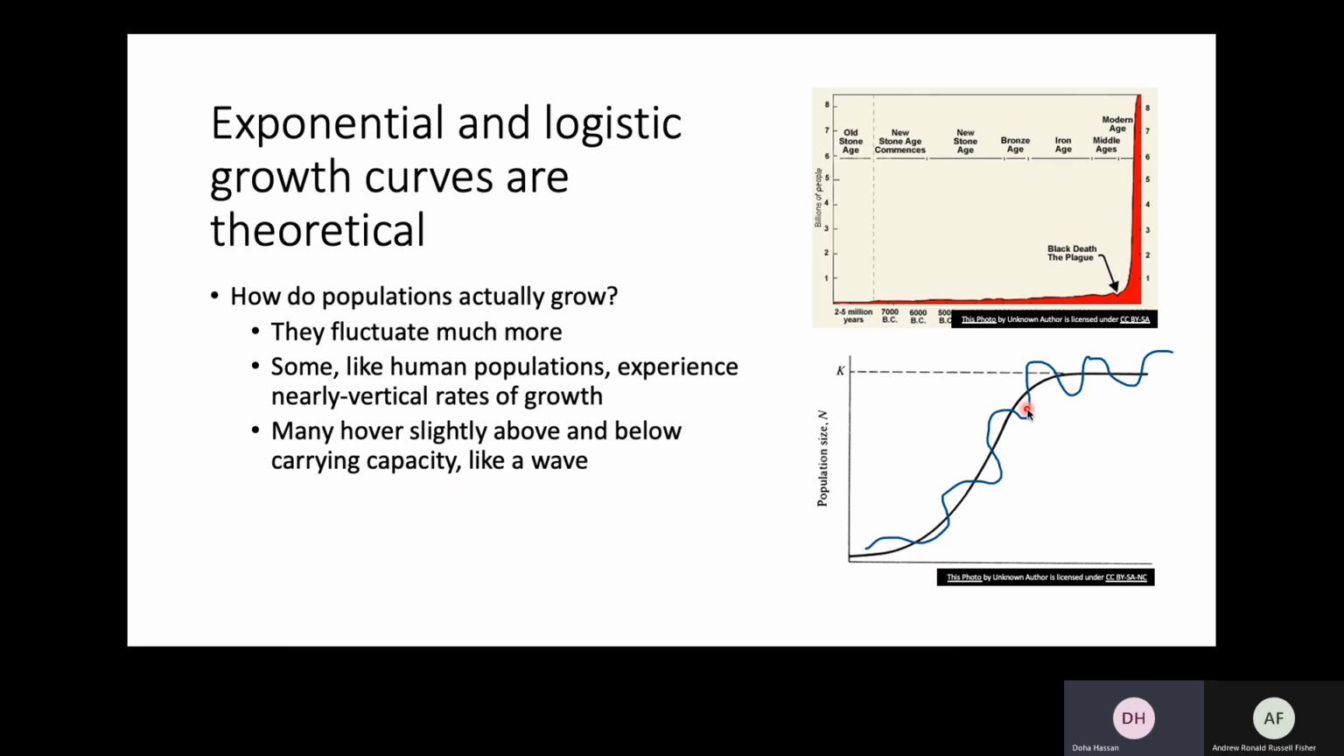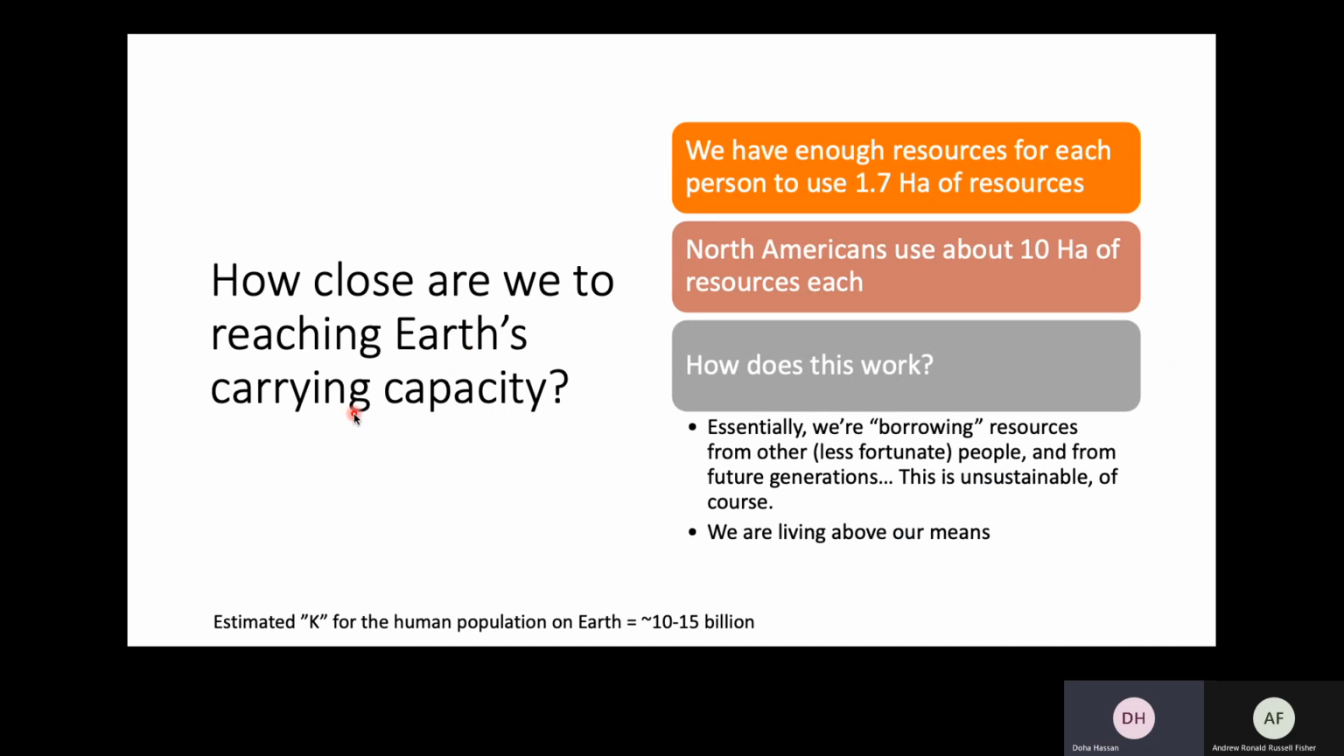And of course, if you're actually doing this work legitimately and you're not doing it for uni, like this is your job to quantify and predict changes in populations, you're probably going to take some of these oscillations into consideration and be able to have a more accurate depiction of the fluctuations. But for our purposes, the logistic and the exponential growth curves were perfectly fine for us to use, just keeping in mind that they're not actually accurate and that you do get oscillations around the carrying capacity and throughout the growth. So how close are we to reaching Earth's carrying capacity?